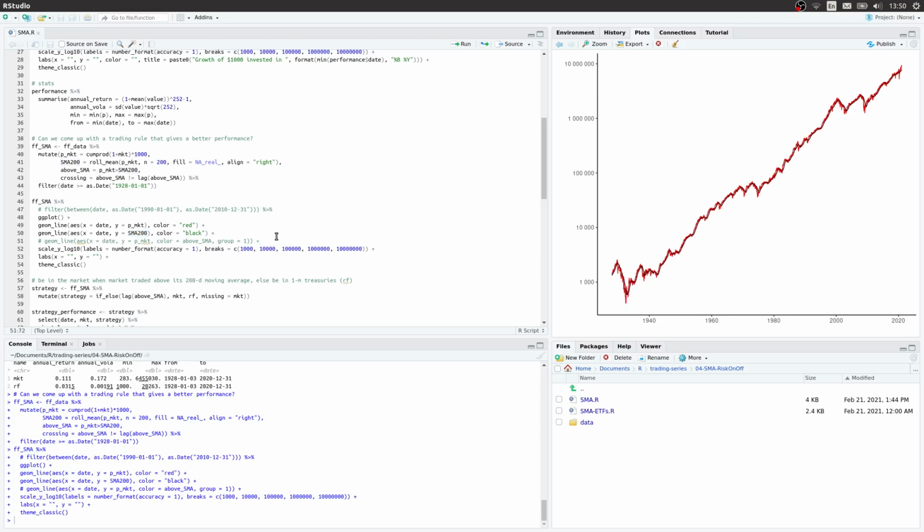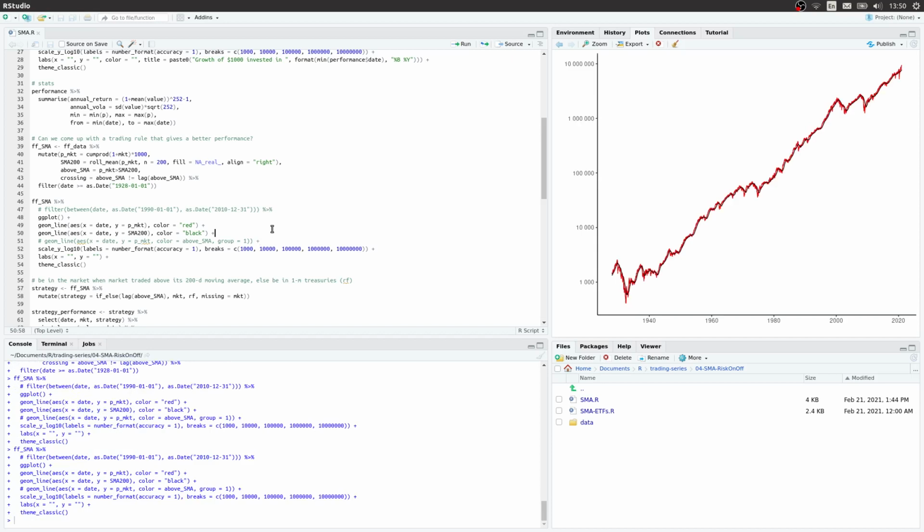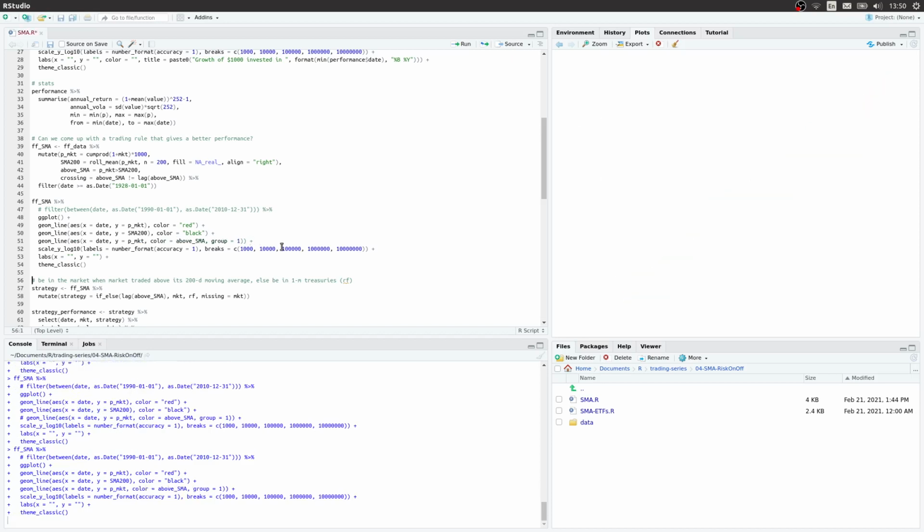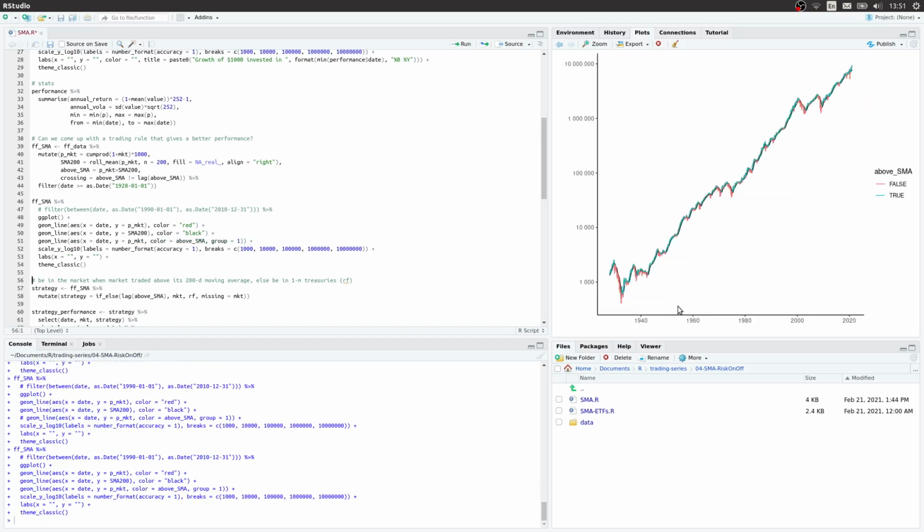And the idea, which I want to show here, is that when the market is above the 200-day moving average, you are invested. If it's below its 200-day moving average, you are not invested in a stock market. And you see here that in upward trending markets you are invested, and in downward trending markets, you are not invested.